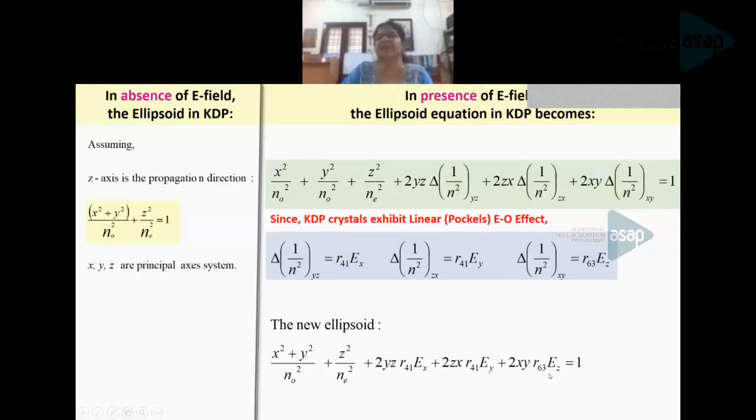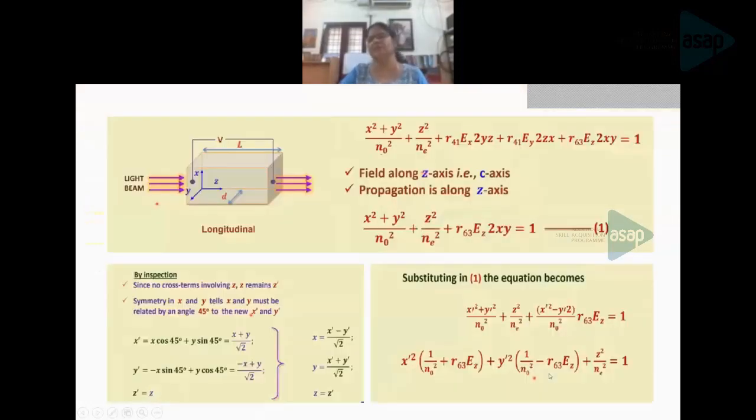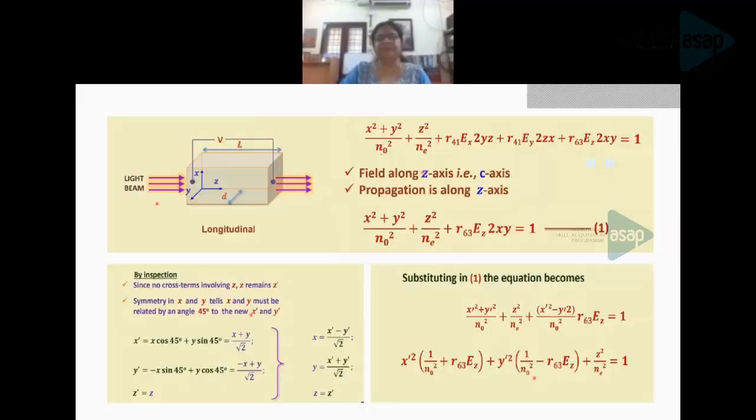Okay, and here in longitudinal electro-optic modulator, electric field is applied along the z direction. Therefore, Ez component remains, and all other things, Ex and Ey, are 0 here. So this equation can be rewritten as this, eliminating these two terms. Okay, this is the new equation for our medium.